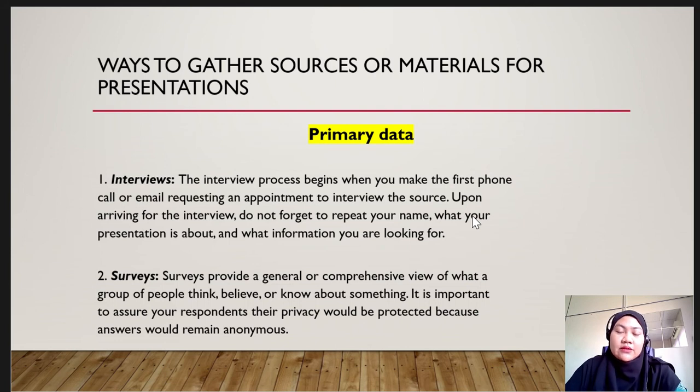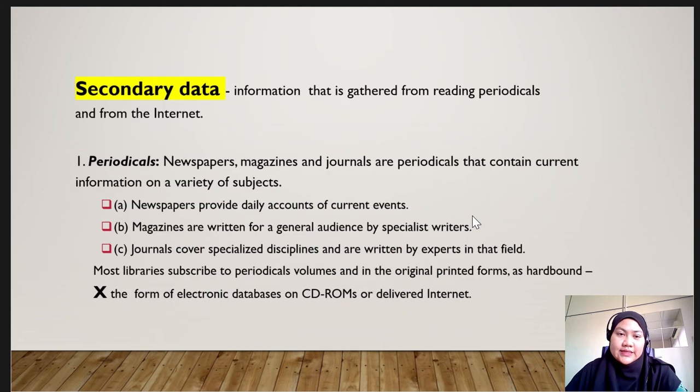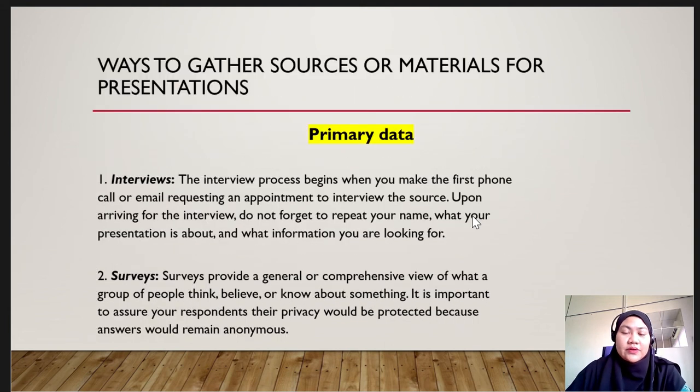The first one, we are talking about primary data. We are going to divide them into primary data and secondary data, and I'm going to talk about primary data first. In order to get primary data, there are two most common ways. The first one is by getting an interview with the person who is directly involved in the business or the area, who is related to the research or the studies that you are doing.